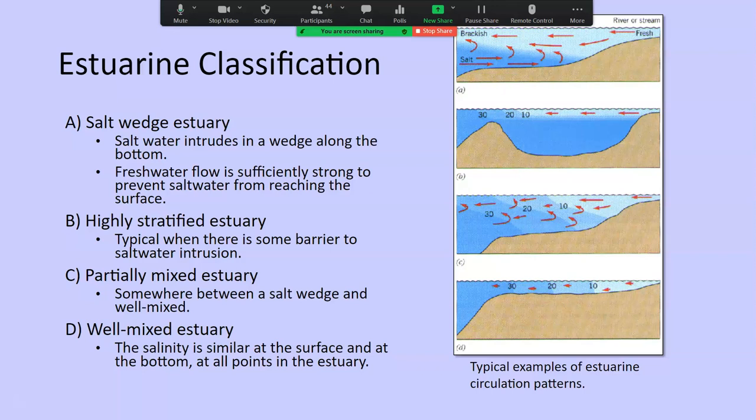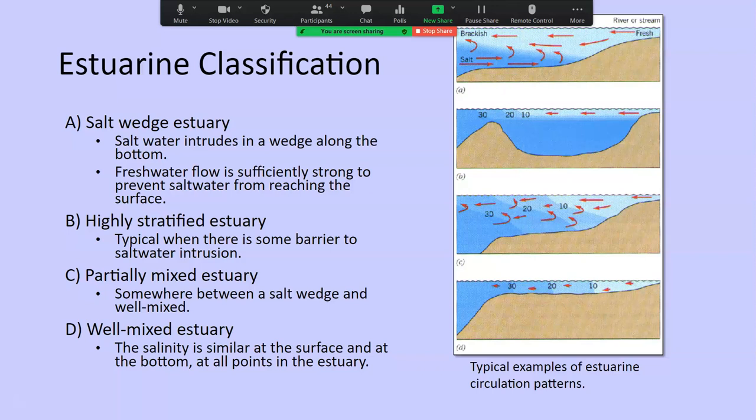A partially mixed estuary is somewhere in between a salt wedge and a well mix, which we're going to talk about next. So in this case, you can see that the salt water does reach the surface in this estuary. Pretty salty water does. But there's still that triangular pattern, those laminations of different water salinity types. So that's what that would look like.